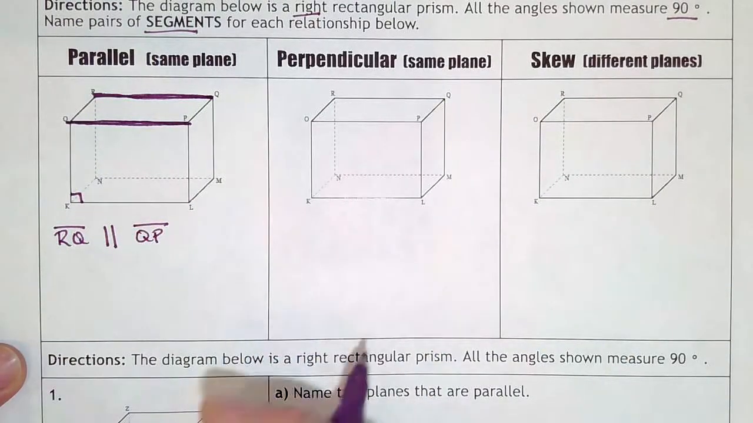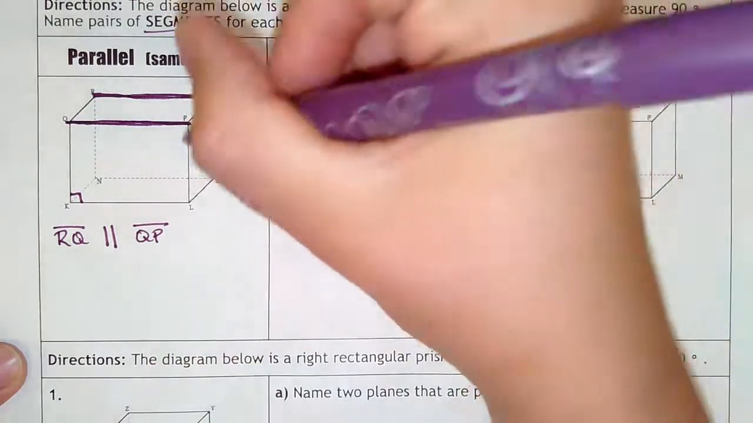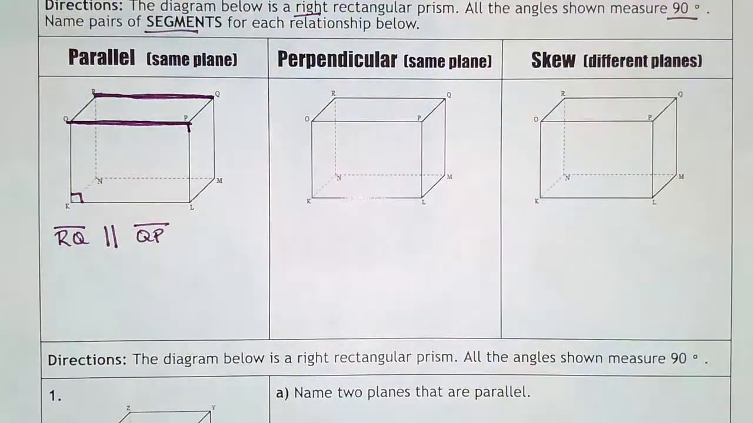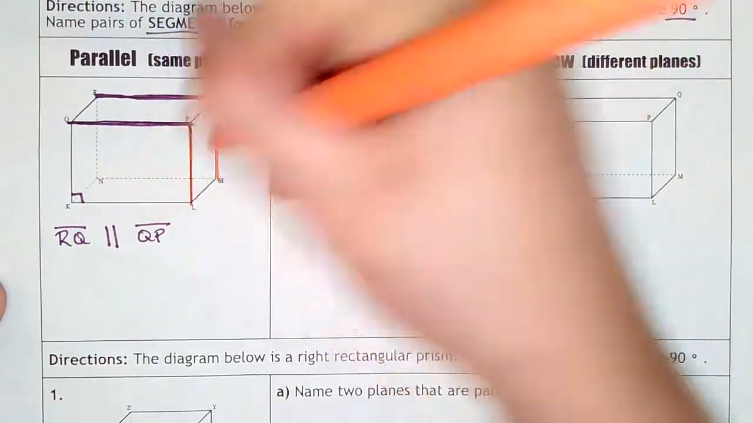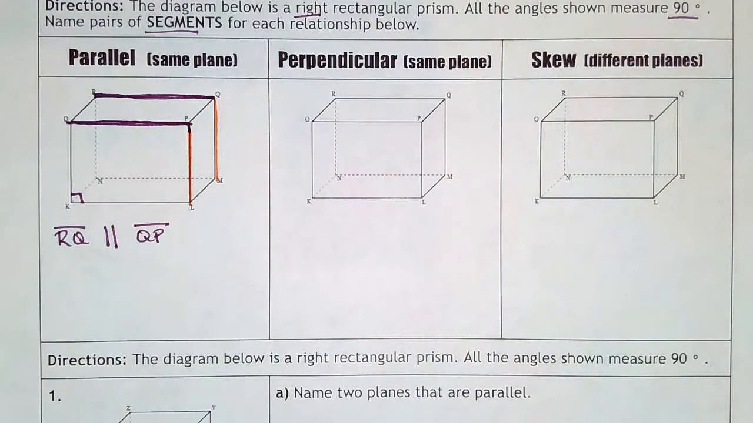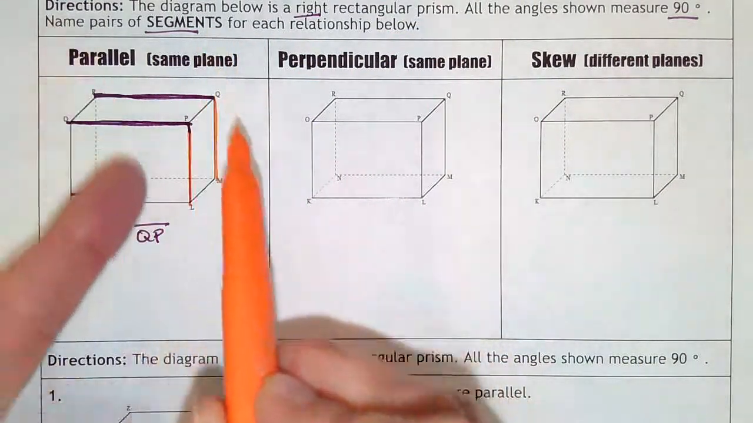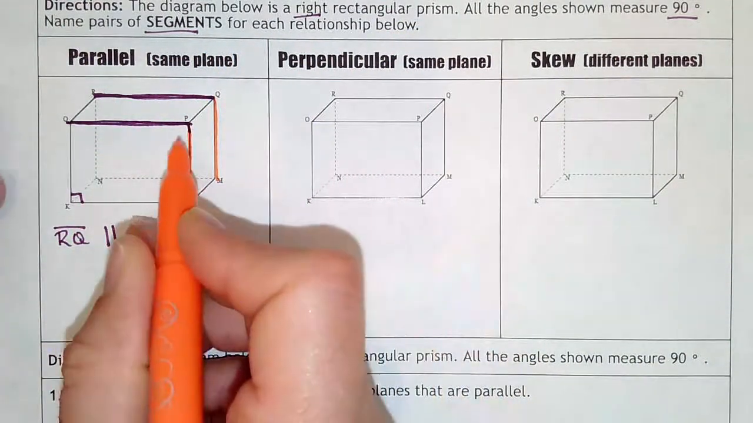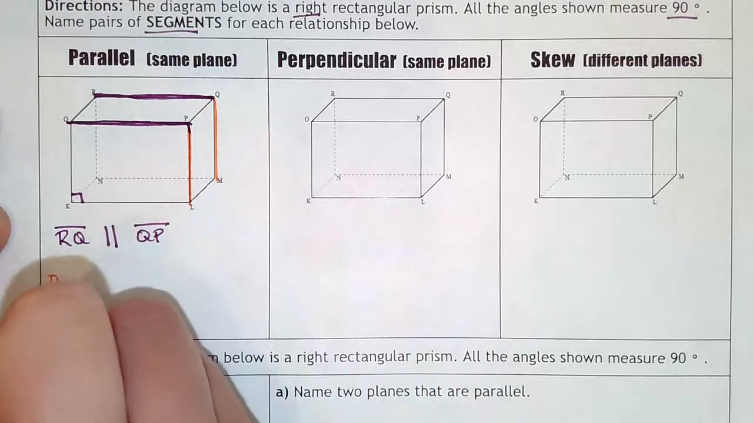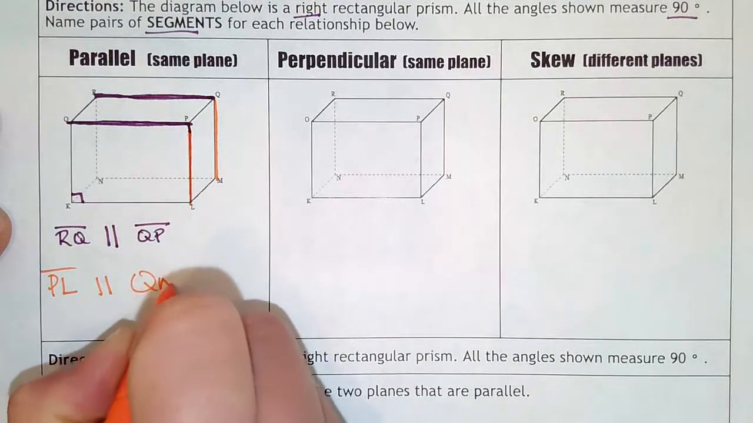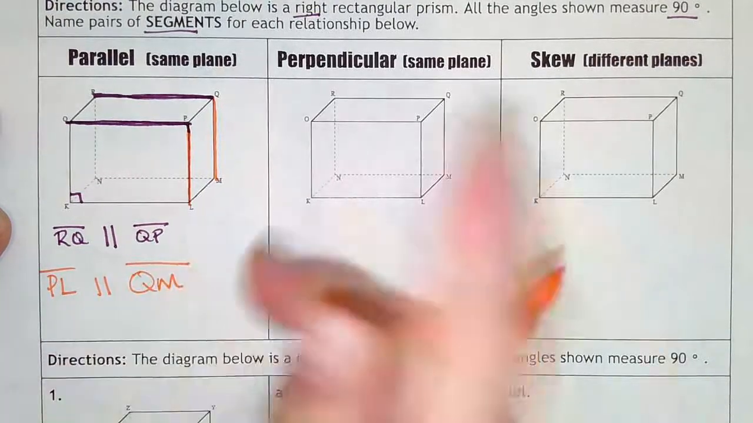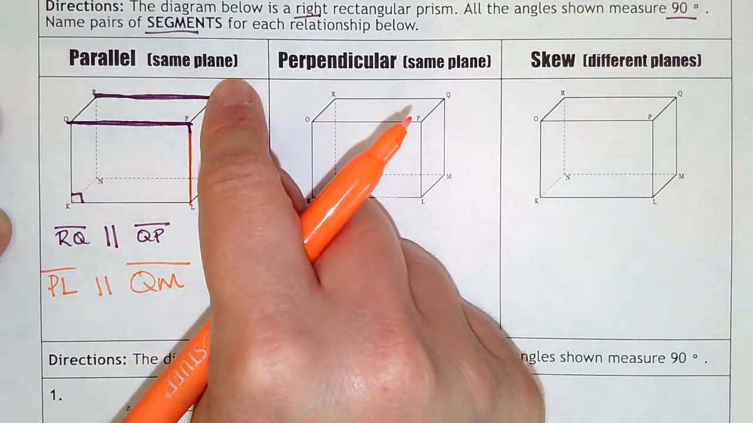And again, you could switch orders. It doesn't matter how you do that. So you can run that way. You could do, let me switch colors, these 2 lines would also run parallel. They'll never touch if you extended them forever in each direction. So that would be line PL is parallel to QM. But I put a little note here that they need to be on the same plane.